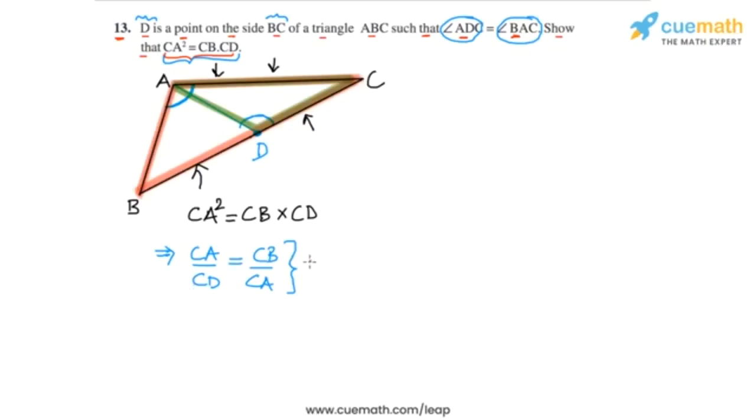And to show this relationship, we can simply show that these two triangles ABC and ADC that I've highlighted are similar. If these two triangles are similar, their sides will be proportional, and that will prove what we want to prove. Okay, so let's apply this logic now. We are given that angle BAC is equal to angle ADC. This is given to us.